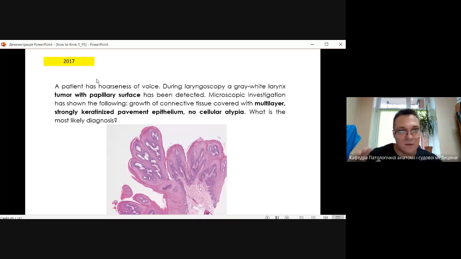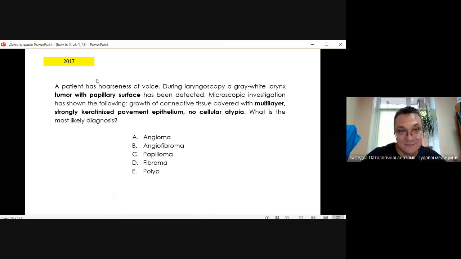Next question, again, you see a lot of questions about tumors. Patient has hoarseness of voice. During laryngoscopy, a gray-white larynx. Okay, you just don't want me to pronounce that. Yeah, sure, tumor with papillary surface. And you see this tumor is pretty benign. There are no signs of atypia, right? So what is that? It's papilloma. For sure, that's not angioma.